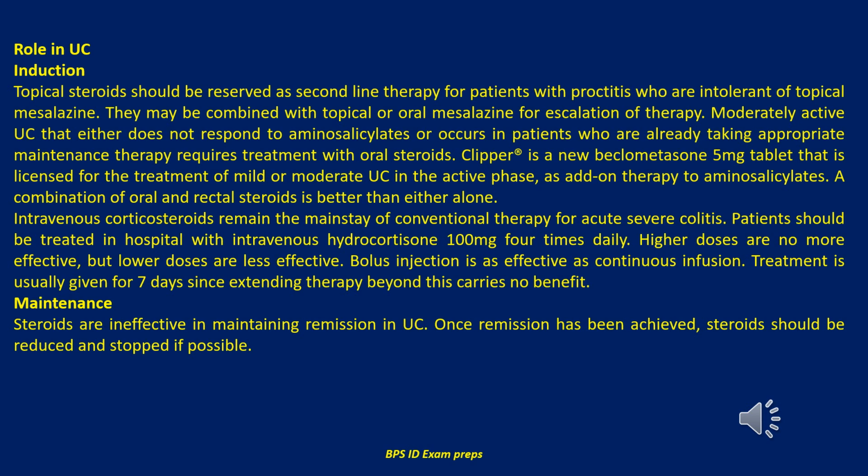Intravenous corticosteroids remain the mainstay of conventional therapy for acute severe colitis. Patients should be treated in hospital with intravenous hydrocortisone 100 mg 4 times daily. Higher doses are no more effective, but lower doses are less effective. Bolus injection is as effective as continuous infusion.